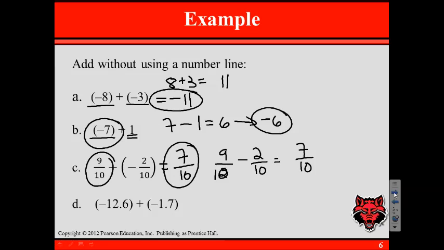In the last example, we have -12.6 plus -1.7. Because each of these numbers have the same sign, we're going to add the absolute values. So we add 12.6 plus 1.7, and that will give us 14.3. But remember, when we are adding two numbers, we always keep the sign of the original numbers if they had the same sign. Here, both of our original numbers had a negative sign, so our answer should have a negative sign. So negative 12.6 plus negative 1.7 is negative 14.3.